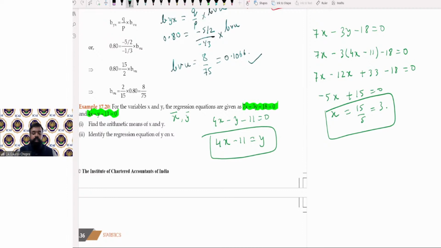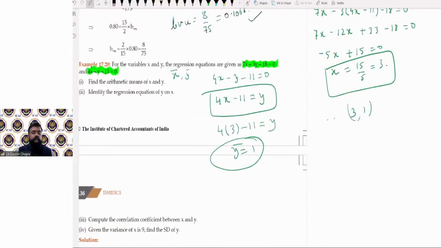So this x is nothing but the x bar. Now substitute the value, 4 into 3 minus 11. So y is equal to 1. So therefore the required mean is (3, 1). So these two are the arithmetic means of x and y.